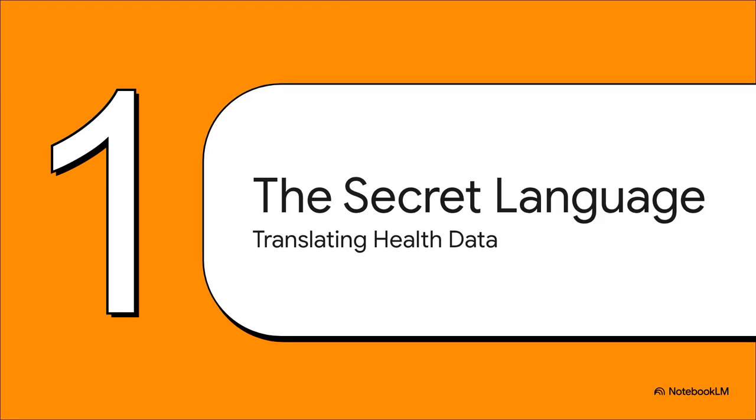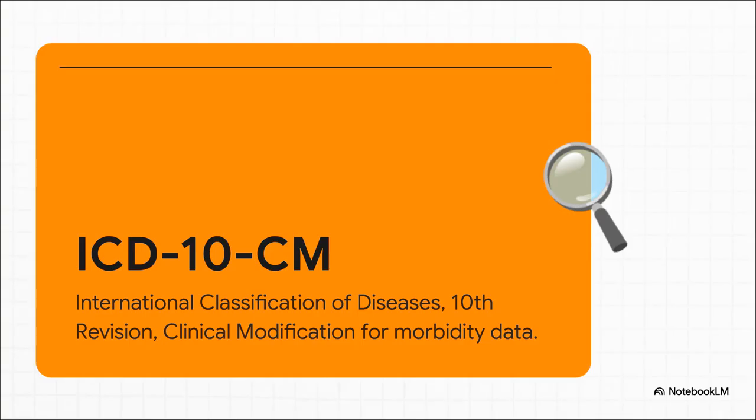Section 1. The secret language of medicine. Translating health into data. To truly get the mechanics of this code format, we have to understand the system itself first. ICD-10-CM stands for the International Classification of Diseases 10th Revision Clinical Modification. It was originally issued by the World Health Organization, then heavily modified for the U.S. by the National Center for Health Statistics. Its core job? To classify patient morbidity, which is really just a clinical term for sickness or injury, and to index health records using unique alphanumeric codes.